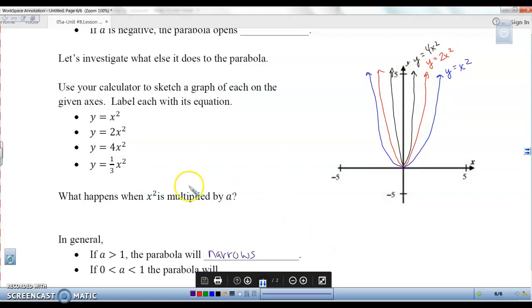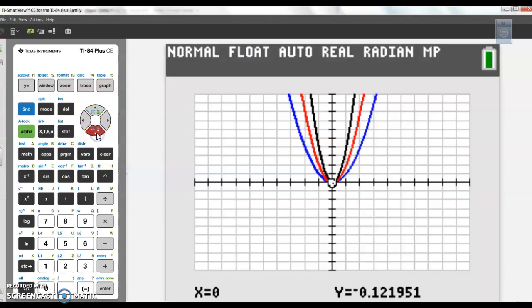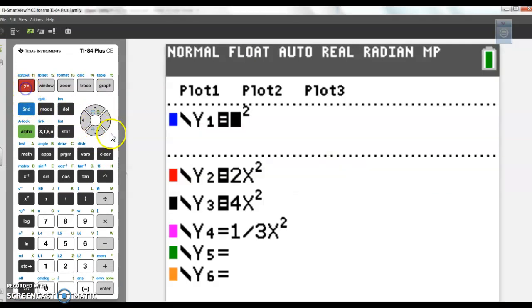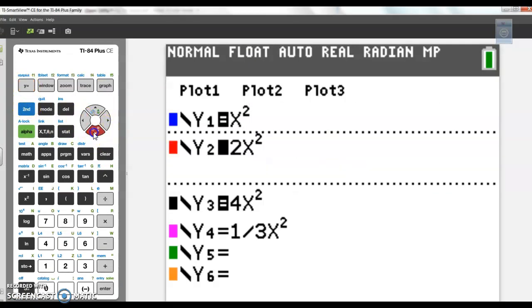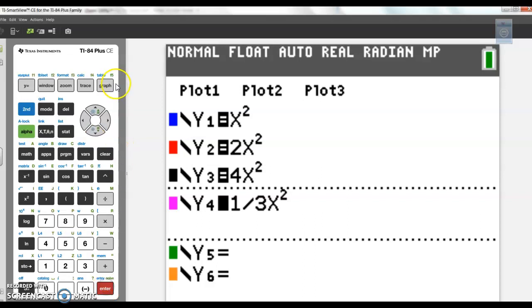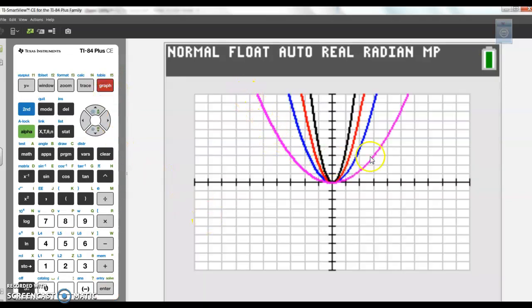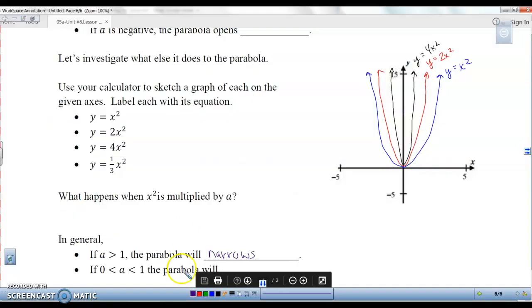Now, let's try y equals 1/3 x squared. Let's see what happens with that. Let me go to my calculator. Here's y equals 1/3 x squared. Oops, I got the wrong one. Sorry. Y equals 1/3 x squared. Let me turn that one on. It's this purply pink one here. So that is going to look like this. It kind of goes down like this and around and goes like that. So that's y equals 1/3 x squared.